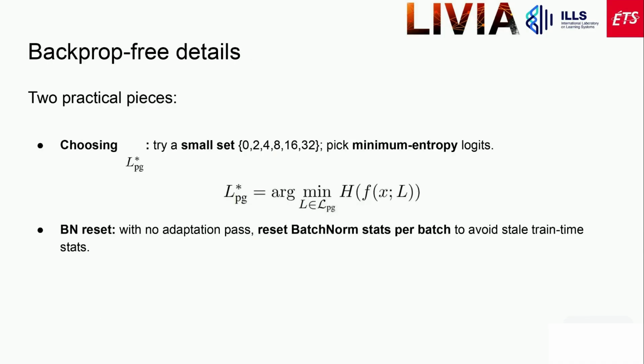To keep the method gradient-free yet adaptive, we select LPG via a tiny sweep over a fixed set such as 0, 2, 4, 8, 16, 32, and choose the candidate with the lowest prediction entropy. This adds only a handful of short forwards. Because we skip adaptation passes, we also reset batch norm per batch so layers rely on current inputs rather than stale training moments.